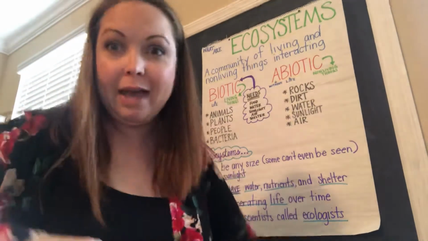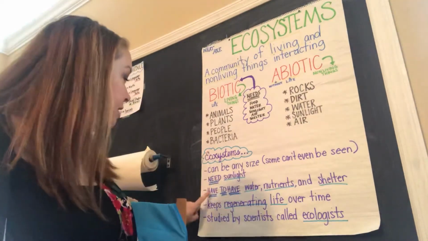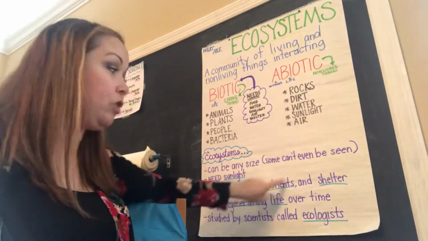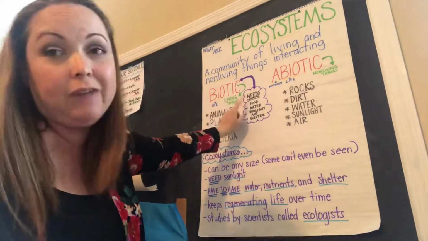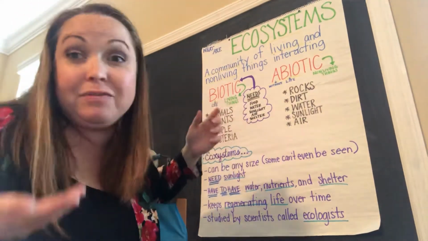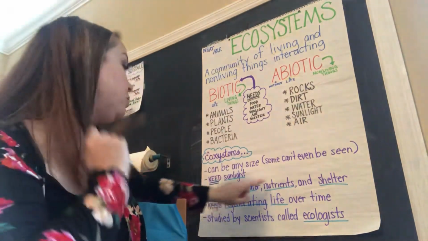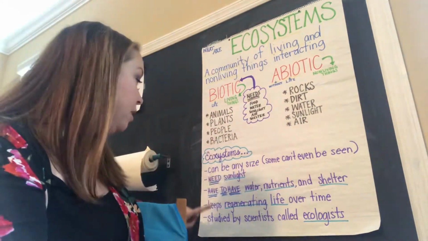Ecosystems have to have water, nutrients, and shelter in order for those biotic factors to survive. That's what we had talked about. They have to have them. If they don't have those things, they can't survive.